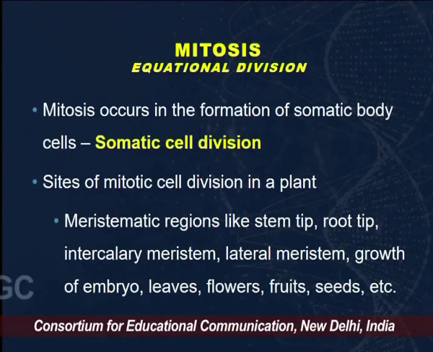Mitosis occurs in the formation of somatic body cells, so it is also known as somatic cell division. The sites of mitotic cell division in plants are basically growth regions, meristematic regions like stem tip, root tip, intercalary meristem, lateral meristem, and the growth of embryo, leaves, flowers, fruits, seeds, etc. Basically, mitotic cell division happens where growth is required.